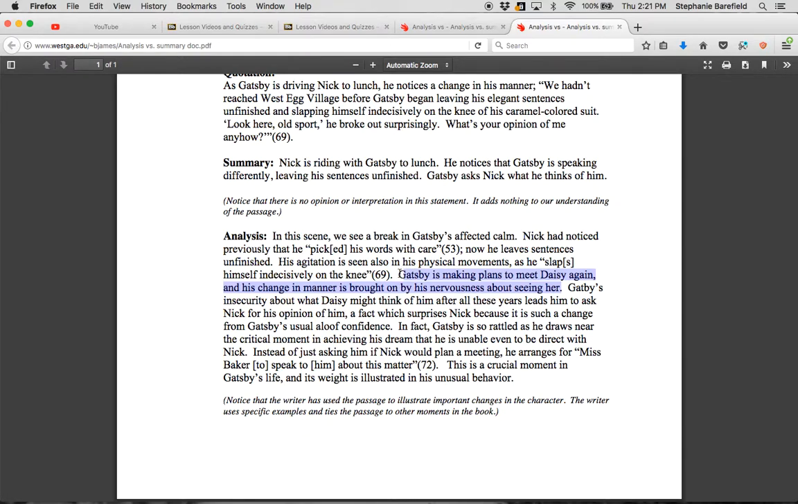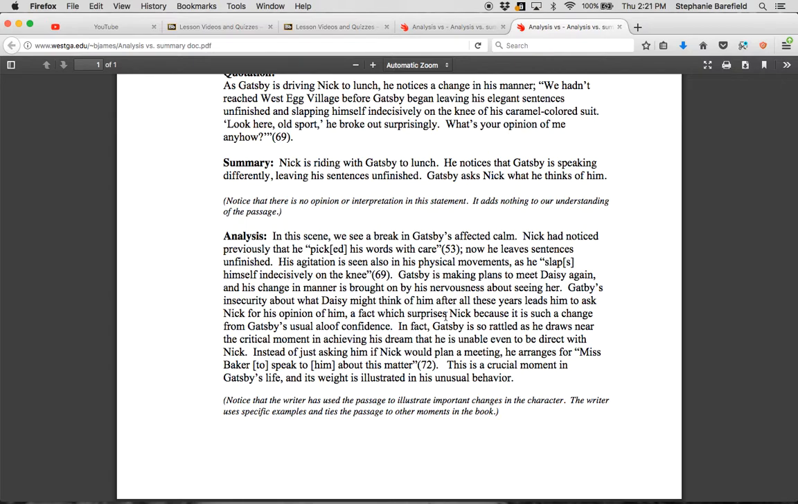the narrator doesn't actually say that Gatsby is nervous about seeing her. The reader is noticing this connection. Gatsby's insecurity about what Daisy might think of him after all these years leads him to ask Nick for his opinion of him. Again, this is analysis because it is not clear in the story. The narrator doesn't say that Gatsby feels this way, but the reader is making a connection between how Gatsby acted in another scene and noting how he's acting in this scene.